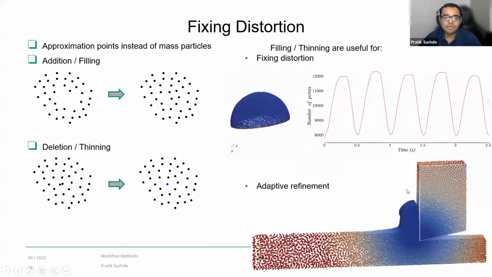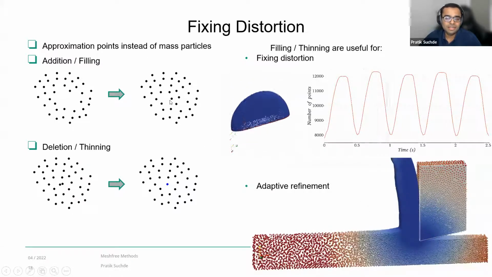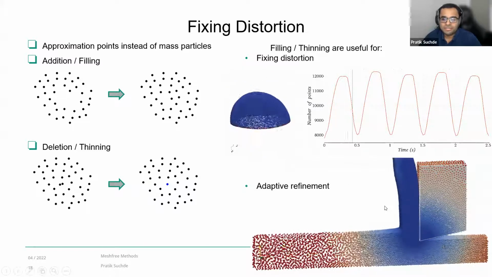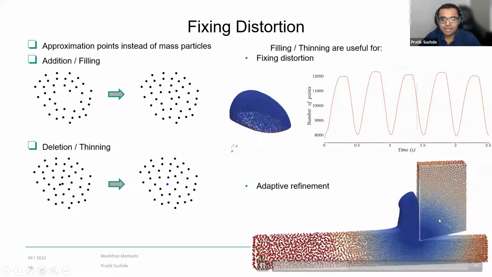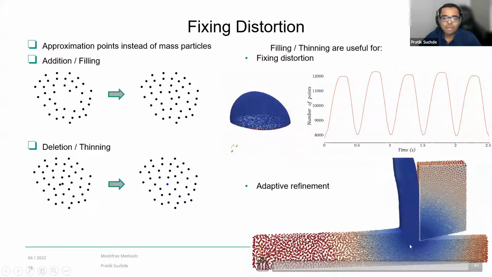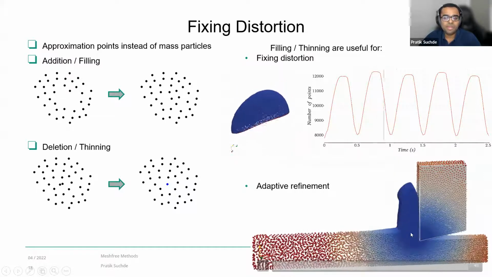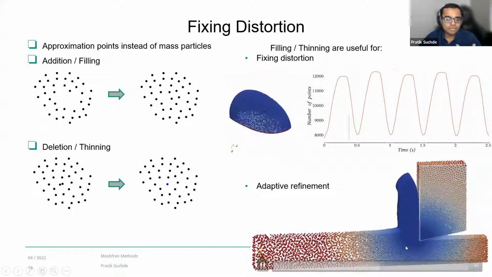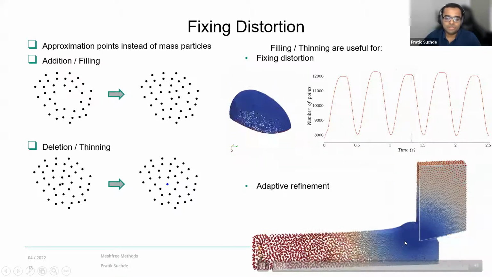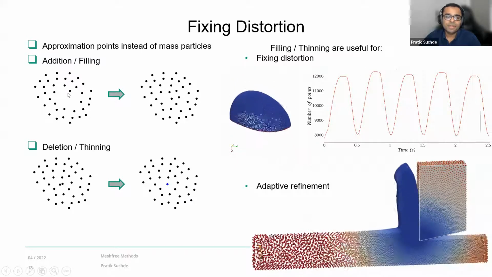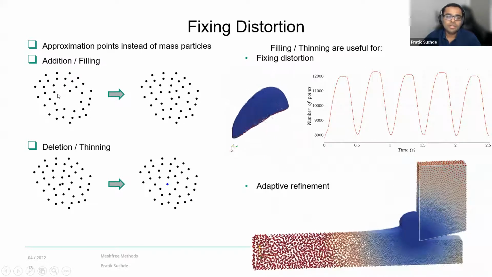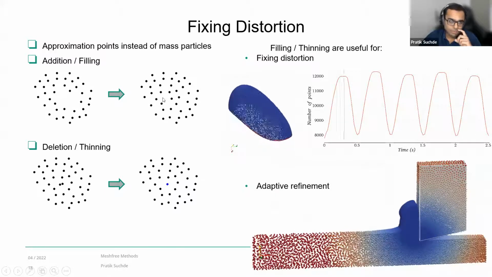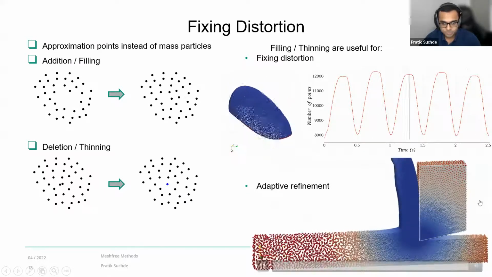The same notion of thinning and filling can also be used for adaptive refinement. So this is an example of a metal cutting simulation. All you need to do is, once you identify locations that need refinement, you tag those locations saying, okay, I need a smaller discretization size here, which will automatically trigger your hole identification algorithms and will add points where you need to.